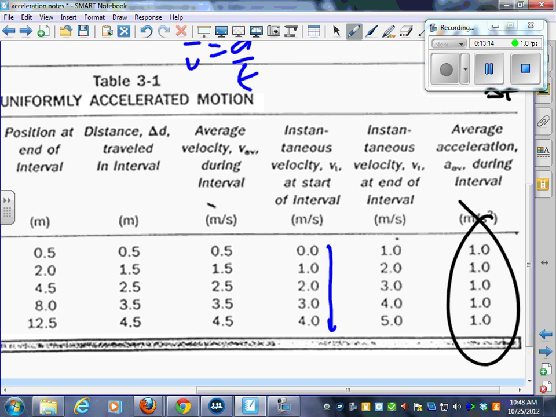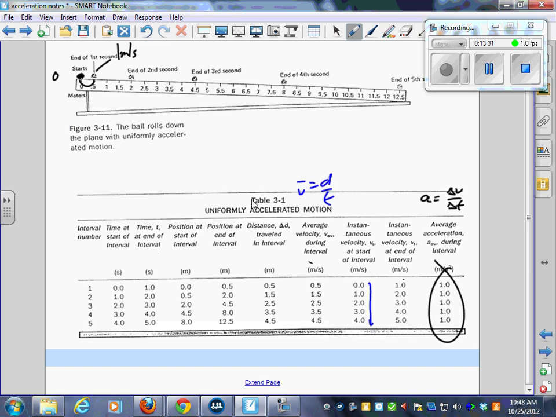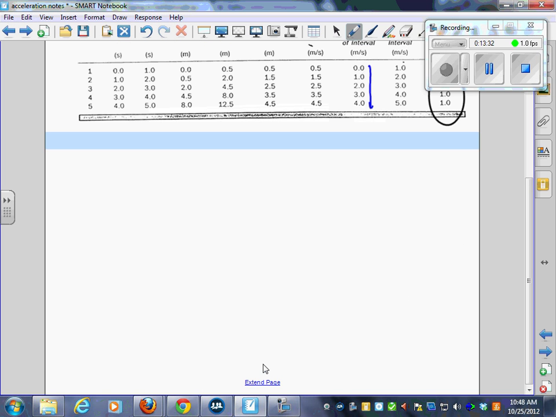It accelerates at the same rate down the ramp. So even though the speed goes 0, 1, 2, 3, 4, what does the acceleration do? It stays the same. Okay? Now, Galileo's idea was that this would relate to, and I'm just going to make myself some room here.